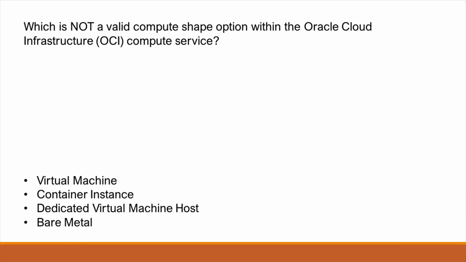Let's talk about this question. Which is not a valid compute shape option within the Oracle Cloud Infrastructure, OCI, Compute service? Options we have for this question are virtual machine, container instance, dedicated virtual machine host, bare metal. The correct answer for this question is option 2, container instance, because for the remaining options we have the compute shapes available.